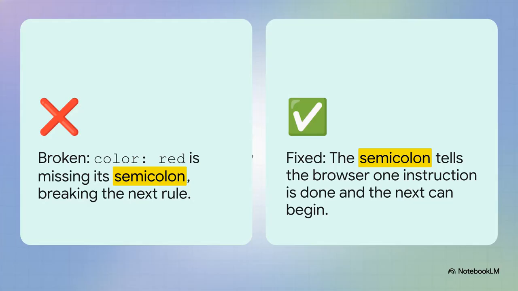The difference between these two is so tiny. On the left, see that? There's a single missing semicolon after the color property, and that's it. That's enough to break the entire rule. But then on the right, the fixed version, you just pop that little character in, and bam, everything snaps right back into place. It's kind of crazy how something so small can cause so much trouble.